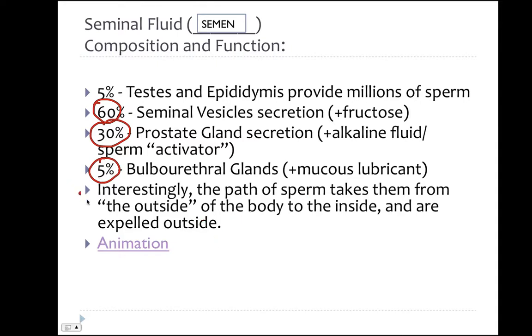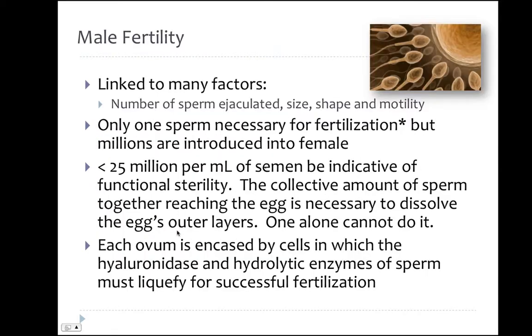I've linked a couple animations, so if you downloaded the PowerPoint, feel free to click those and watch those. They're very informative. Male fertility can be linked to a number of different things. We could take a look at the number of sperm that are ejaculated, the size of the sperm, the shape of the sperm, and even the motility. How well their tails move, and does it propel them forward, or are they swimming in circles?